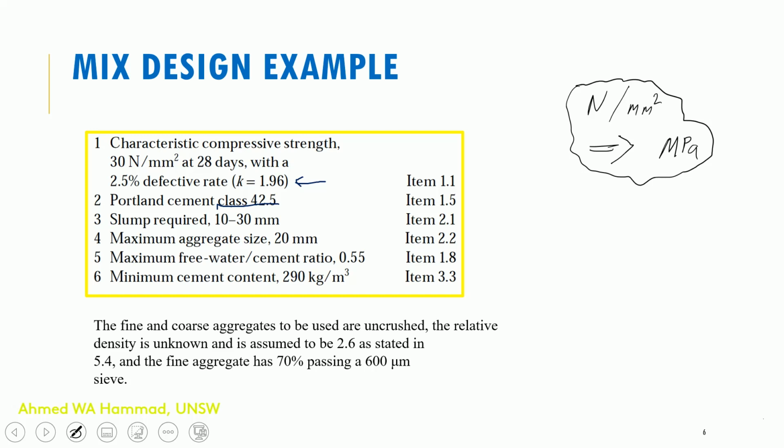Now, at the bottom, again, the client had mentioned that the fine and coarse aggregates to be used are uncrushed. The relative density is unknown and it is assumed to be 2.6. And the fine aggregates are to pass 600 micron sieve. So 70% of the fine aggregates are to pass a 600 micron sieve. So this is all the information that we need to start our design process.